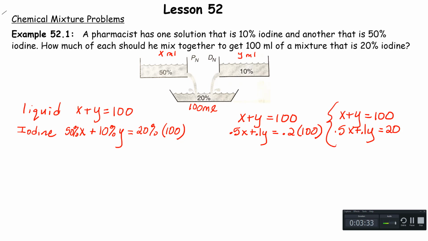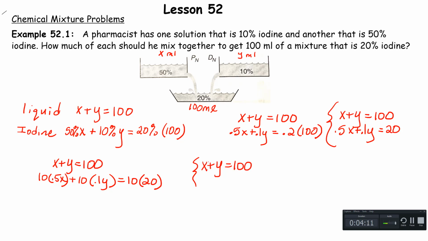The first thing I'm going to do before I do anything else is multiply that second equation by 10 in order to get rid of the decimals. So my first equation will be x plus y equals 100, and my second equation is going to be 10 times 0.5x plus 10 times 0.1y is equal to 10 times 20. So my system of equations that I'm going to solve is x plus y equals 100, and then 5x plus y is equal to 200.